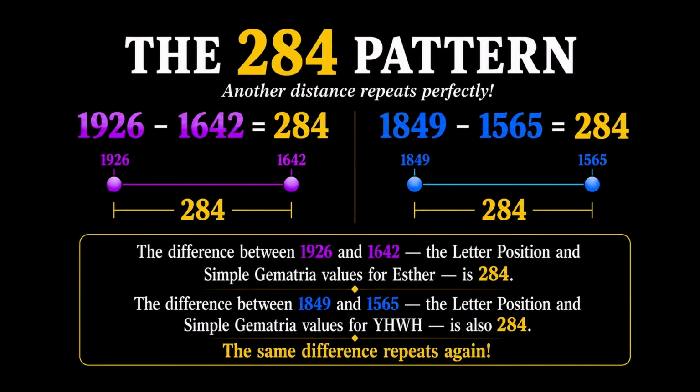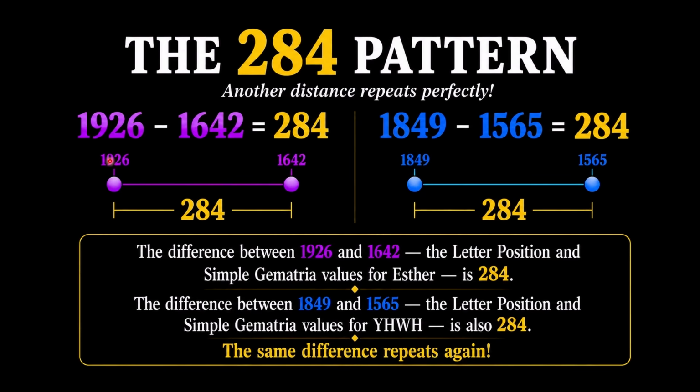Now let's look at another pattern. Earlier, we saw that the difference between Esther and God's name was 77 in 2 different measurements. Here, a new distance appears. 1926 minus 1642 is 284, and 1849 minus 1565 is also 284.